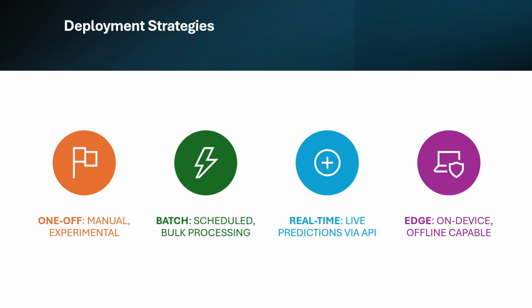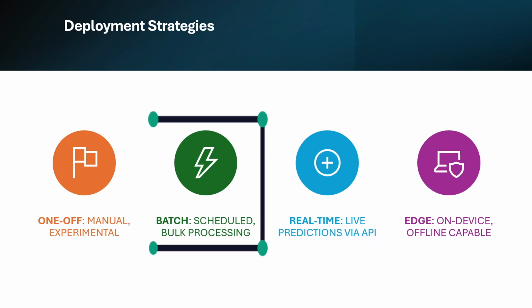Alright, let's talk about deployment strategies. Basically, how your model gets into the world and starts doing useful things. The first one is one off deployment. It is like a one time gig. You run the model manually for a specific task, maybe a research experiment or a quick analysis. It's great for testing ideas, but not something you'd want to scale.